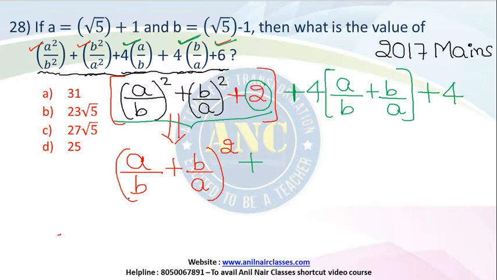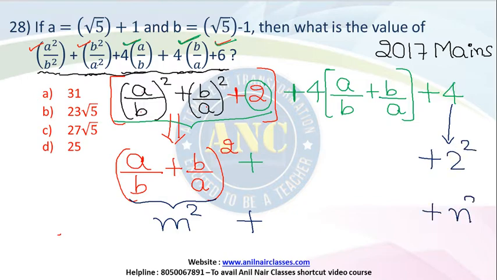Can I say that this is of the form m square? Let me write it also. There is no harm in writing anyway. This is of the form m square plus, can I say that 4 can be written as 2 square, right? 4 can be written as 2 square. The 2 square is of the form n square. Now, if I want to express this as (m plus n) whole square, (m plus n) whole square is m square plus n square plus 2 into m into n. Correct, right? 2 into m into n.